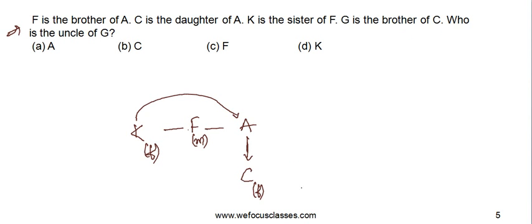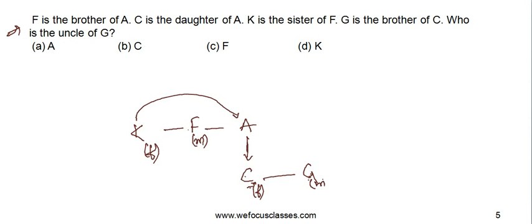G is the brother of C. These two are brother and sister; he is a male person and she is a female. The parent of C is A, so at the same time G's parent will also be A only. These two are children of A, but we don't know anything about A.